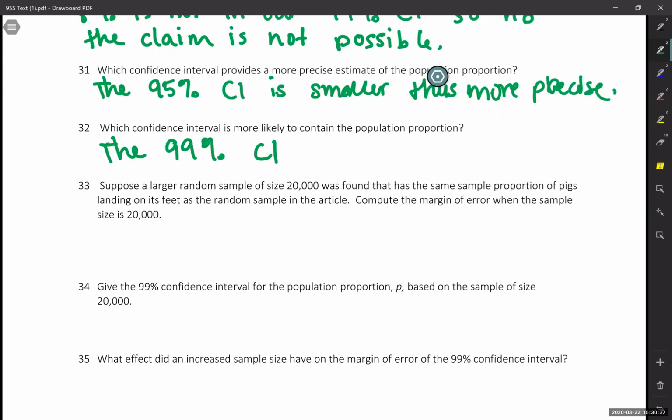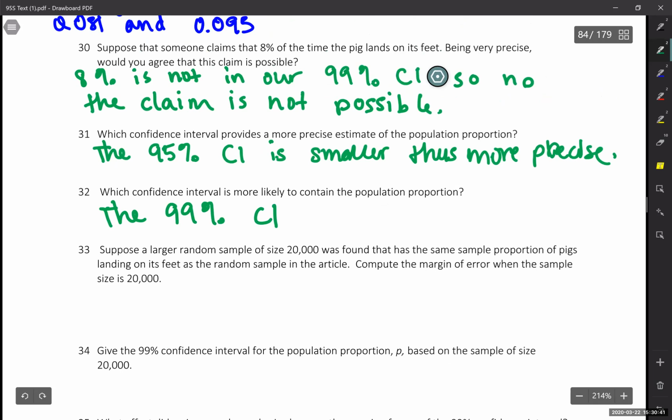All right, now after this, it's going to kind of veer off to a different problem. So I say that that is enough information to get you started on the notes for the proportion for confidence intervals. So that is everything that I have for this section.